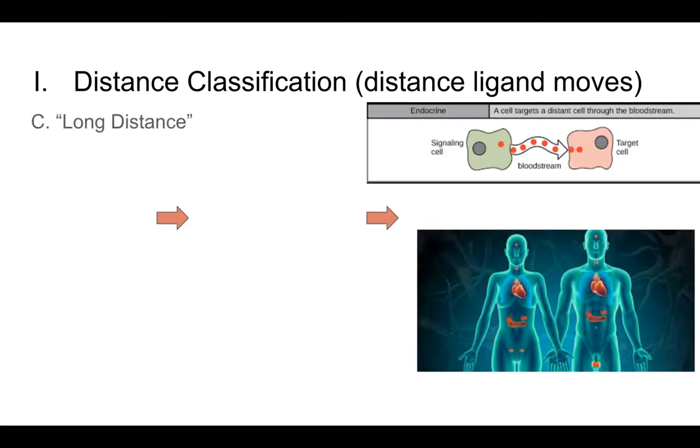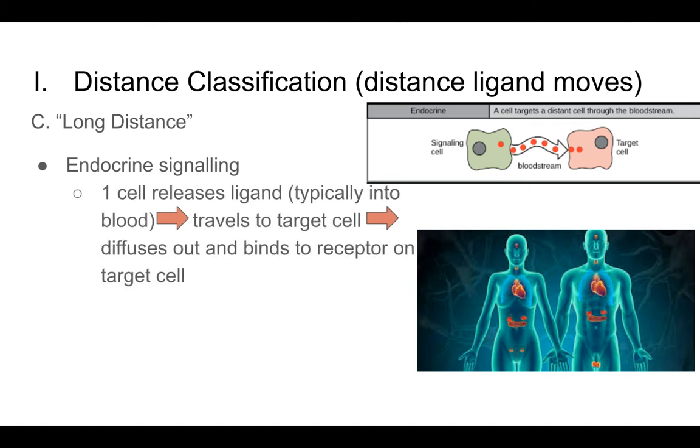Oh, look, we have our arrows. Lovely. Last section here would be long distance signaling molecules. So this is endocrine signaling. Now, endocrine signaling, we're going to build a little pathway, which is why the arrows are up here. Endocrine signaling starts when one cell releases a ligand. And typically that ligand is released into the bloodstream, into the circulatory system. That ligand then travels by way of the circulatory system to a target cell somewhere else in the body.